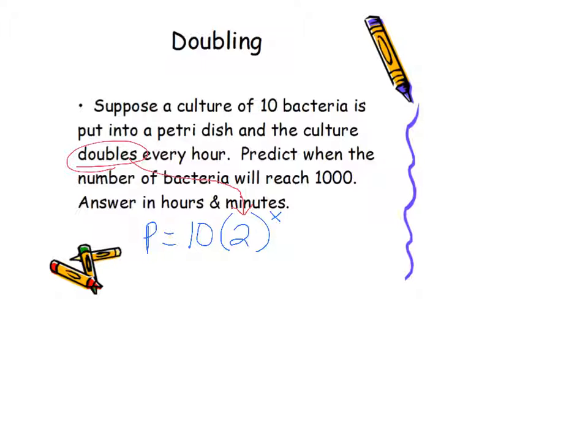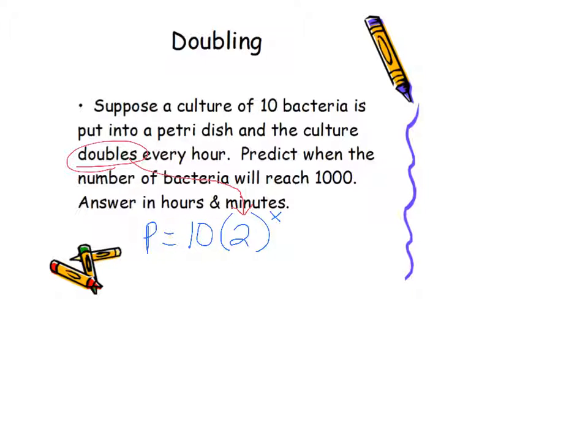I put an X, I could have put a T. We'll reach 1,000. So I put in 1,000 for the population. Well, tell you what, I'm really not going to do this algebraically, so let me erase this, and I'm going to do this like we did the Columbus, Ohio one. I'm going to type this into my Y equals. I'm going to clear out my old stuff. I'm going to type in a 10 times 2 to the X.